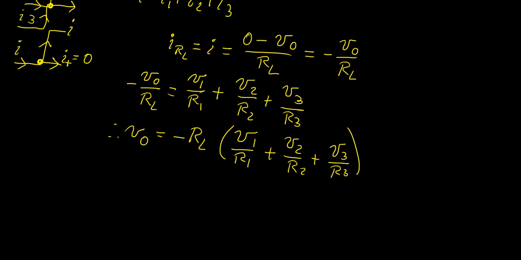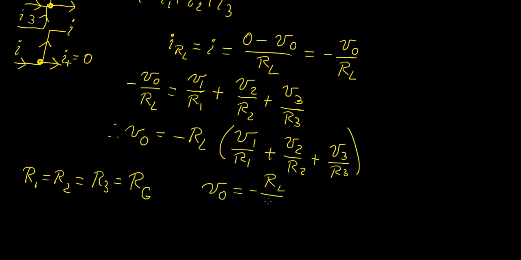And there are a few special cases of this. So in the case where all the resistors are the same, and let's call that RG, then V0 would simply be minus RL over RG times the sum of the voltages, or the voltage inputs.